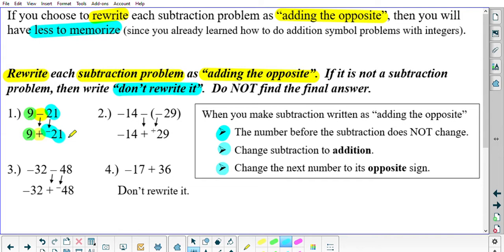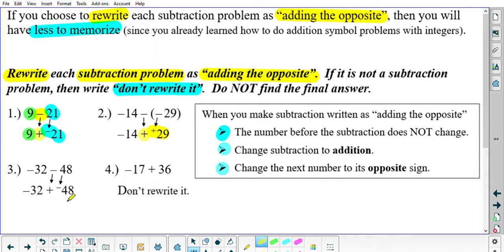All right, take a look at number 2. The first number stays the same. Negative 14 is still negative 14. But what changes? The subtraction becomes addition. The negative 29 becomes its opposite, positive 29. And so that's how we rewrite the subtraction problem of negative 14 minus negative 29 to become adding the opposite, negative 14 plus positive 29. Again, the first number on the left doesn't change. Only the one that was to the right of the minus, that's what becomes its opposite.